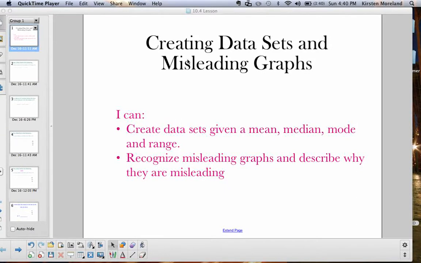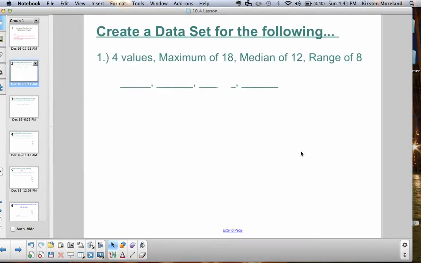We're going to learn about creating data sets and misleading graphs today. So your goal today is to create data sets given mean, median, mode, or range, any variety of those, and also to recognize misleading graphs and describe why they are misleading. So we're going to start with a simple example of creating a data set.